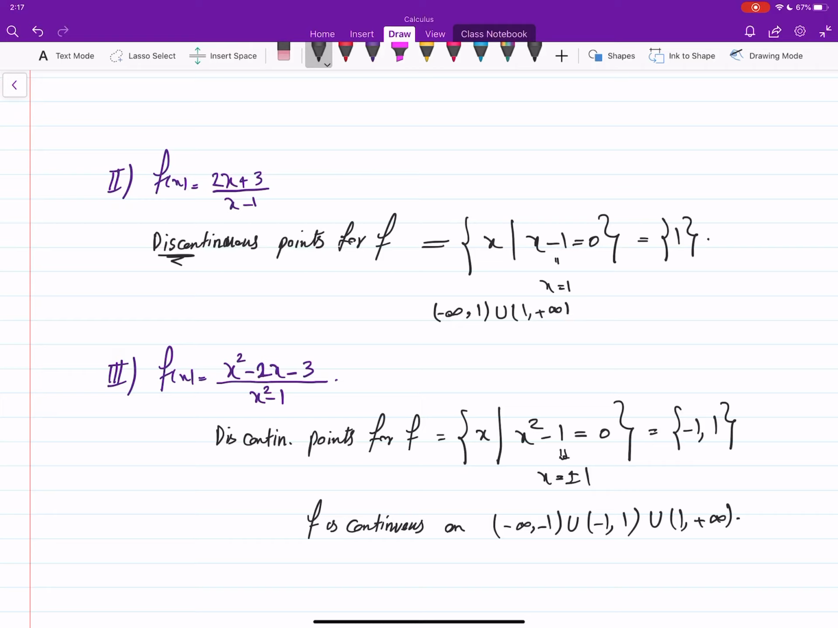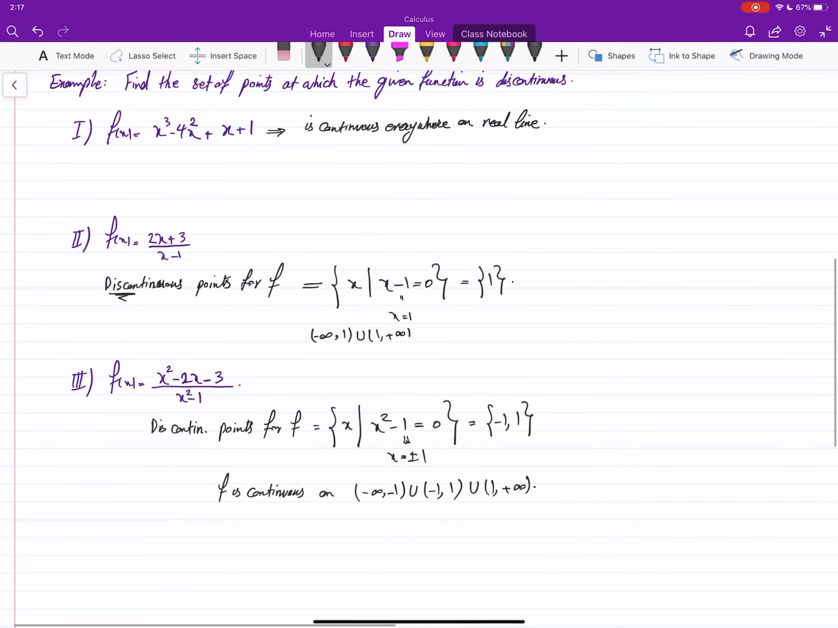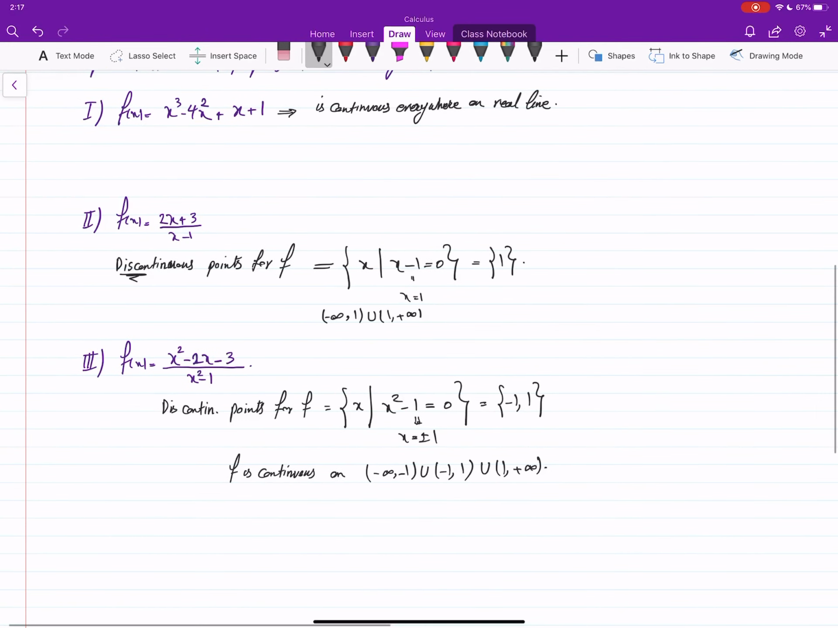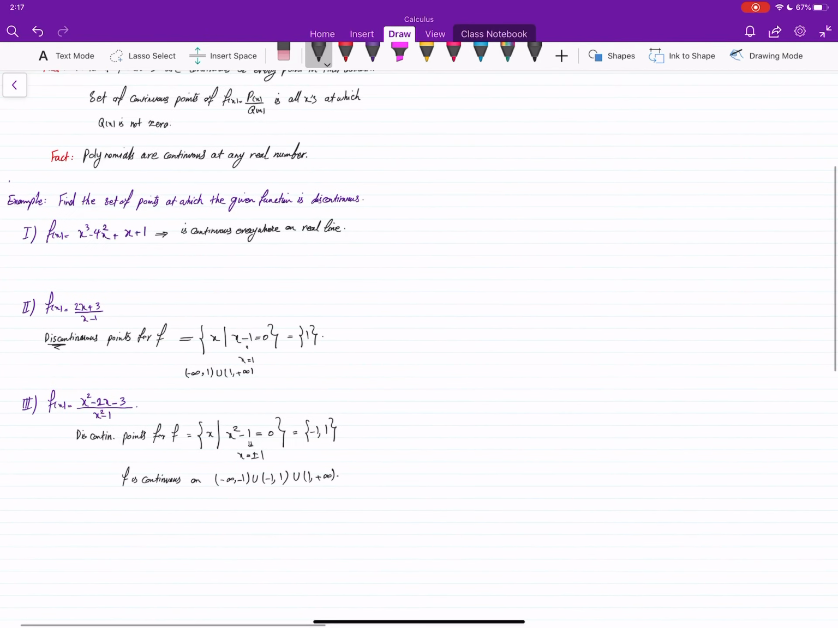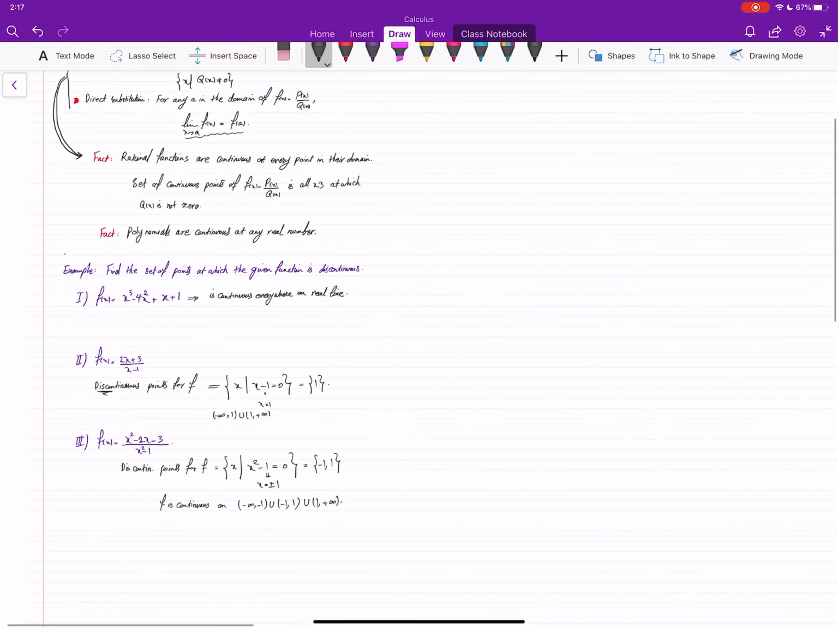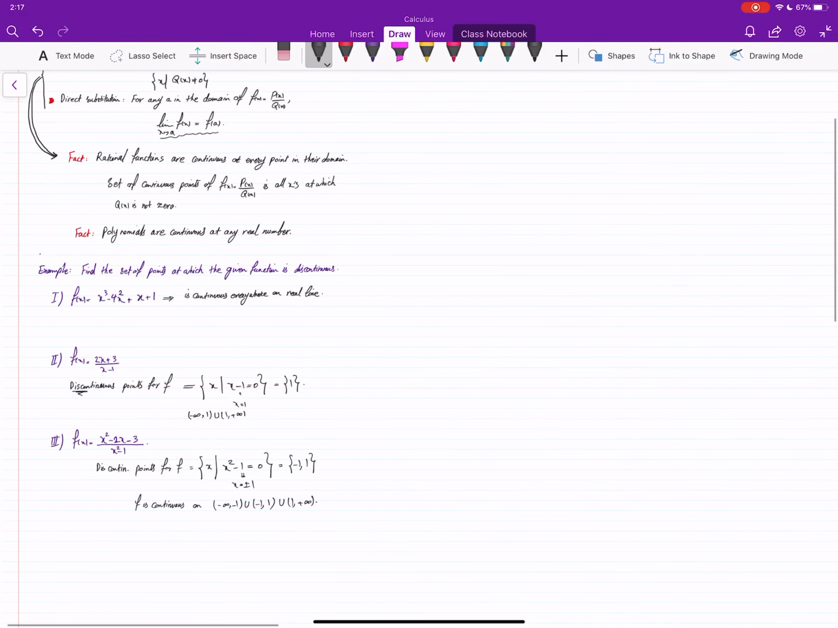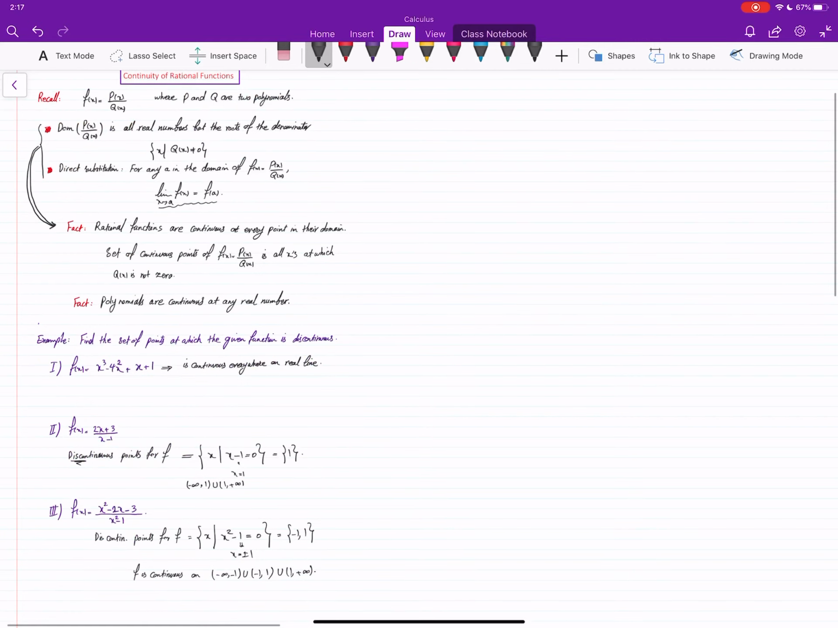And well, that's it. If a rational function is given, you just know where it is continuous and where it is discontinuous. Discontinuities are exactly where the denominator is 0. Just find those points, and that will give you everything.